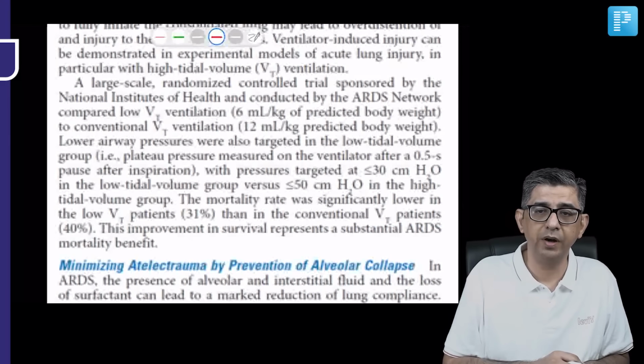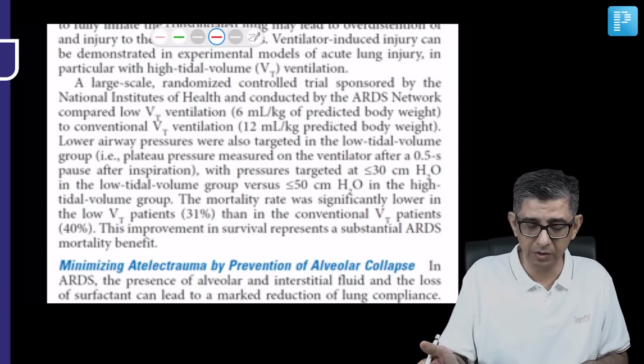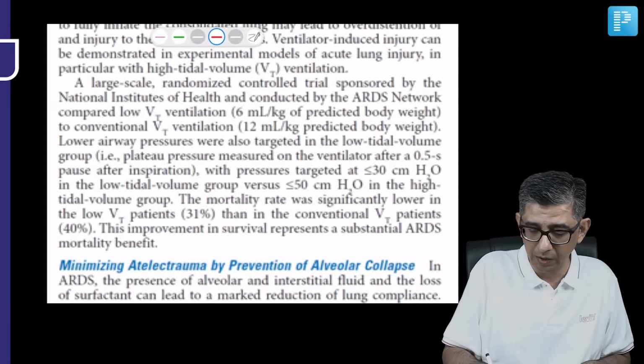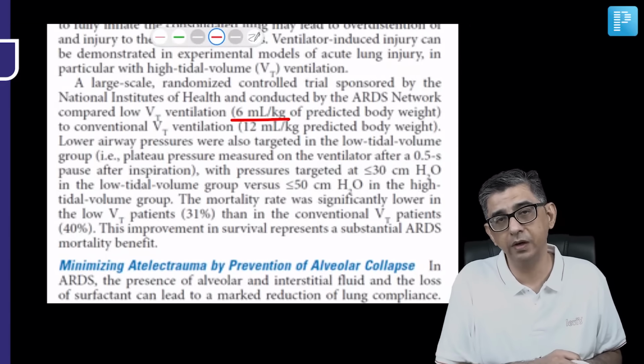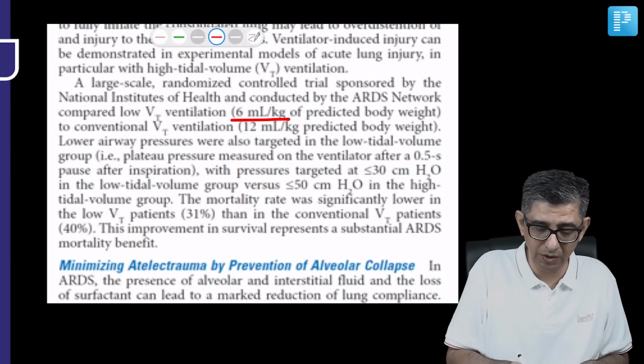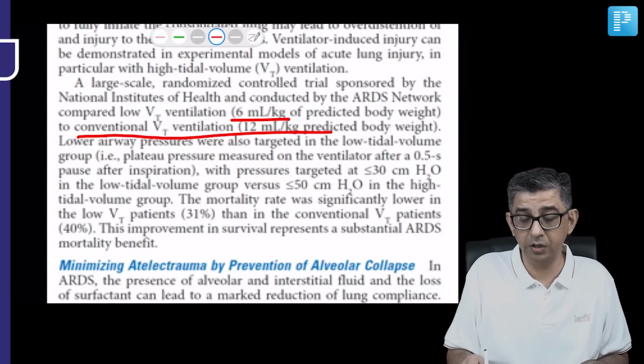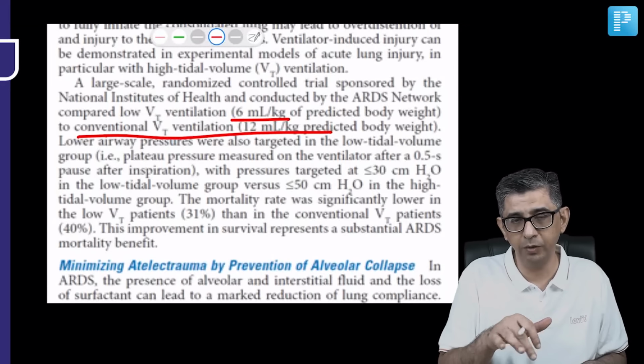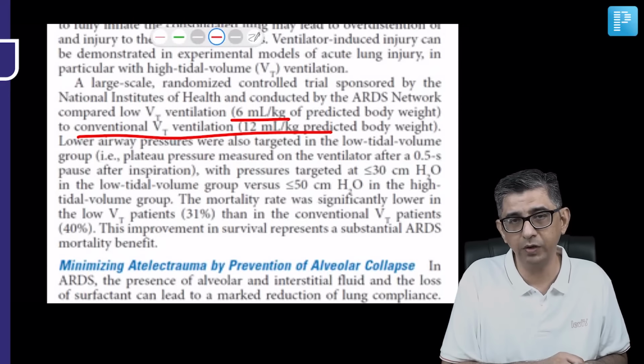I'll just move up in the slide and mention regarding that low volume ventilation concept that I was saying. In fact, this ARDS network, the name of which is described here, has described a low tidal volume with a value of 6 ml per kg. Traditionally, the conventional tidal volume ventilation is 12 ml per kg. The kilogram denominator is for the predicted body weight of the individual, that is lean body weight of the person.